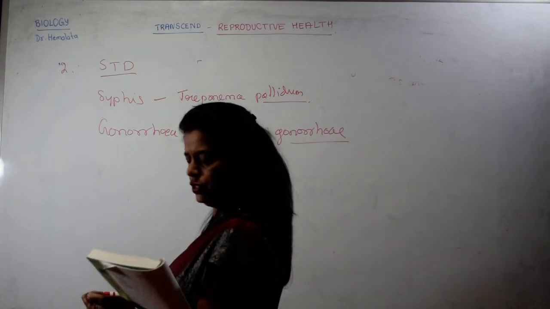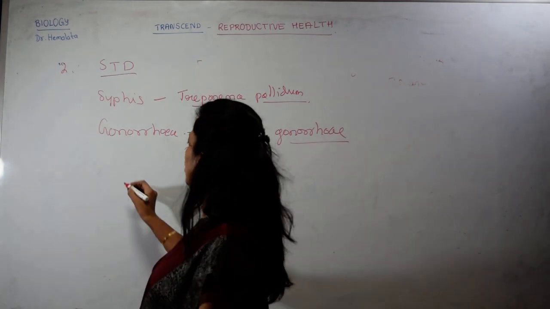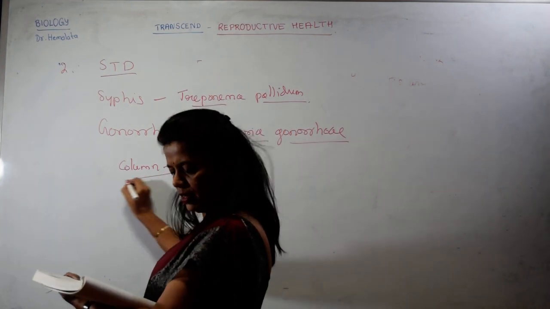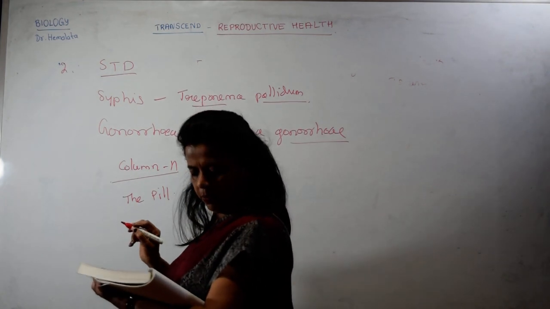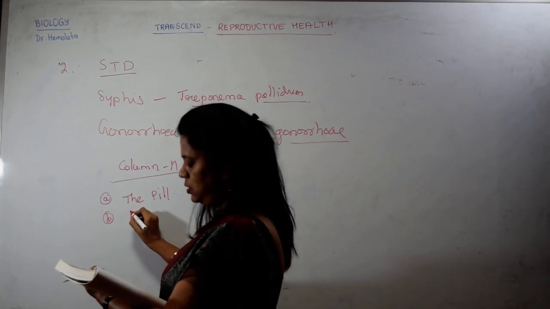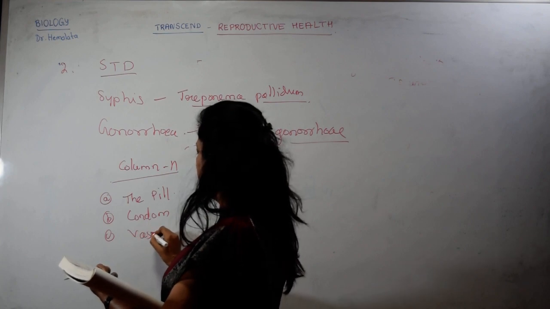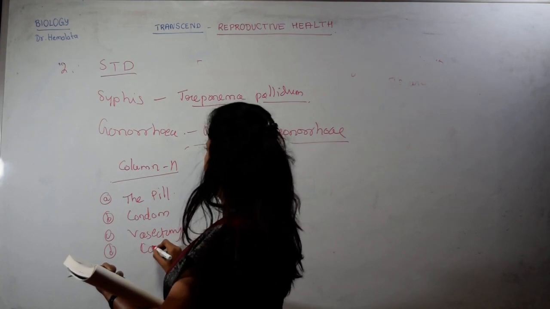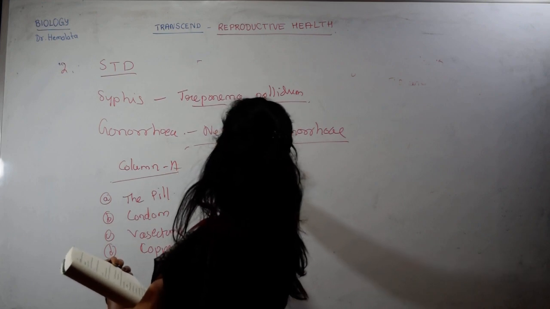Okay, let me give you the third question. They are given 2 columns, column A and column B. In column A, they are given the pill. These are all contraceptive methods. A is the pill. B is condom. C given is vasectomy. D is copper T. Okay. Now in column B you have to fill this.